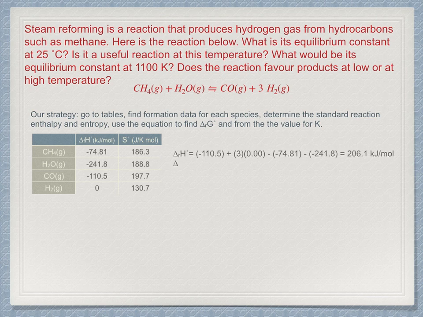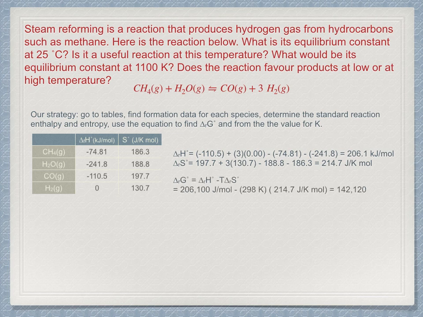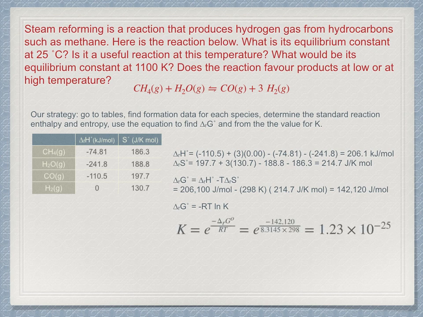Here are the calculations for the enthalpy and entropy of reaction. We determine the standard Gibbs energy to be 142 kilojoules per mole. Put this into the exponential relationship for K to find K equals 1.23 times 10 to the minus 25. K is very small, which means the equilibrium lies way towards the reactant side. No meaningful amount of reaction occurs.